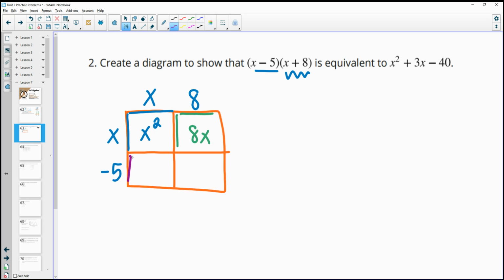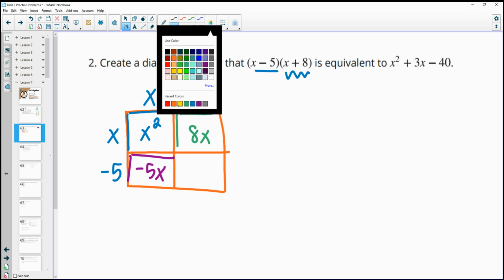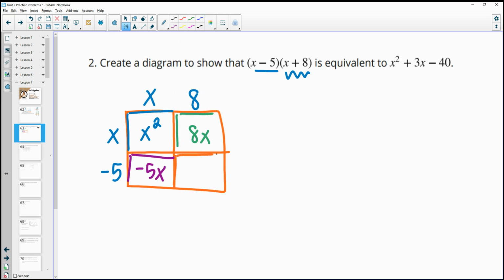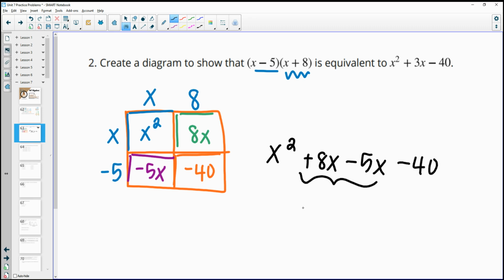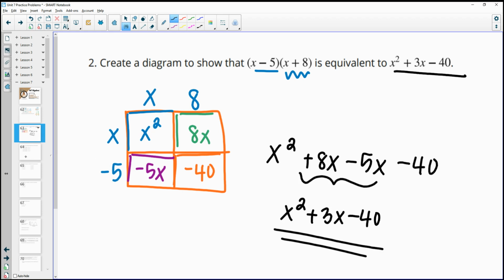For this box, we have negative 5 times the x, and so that's negative 5x. And then for this final box, we have negative 5 times 8, which is negative 40. And so when we take these terms out of here, we have the x squared, we have the 8x, which is positive, so I'll put a plus in front of it. We have the negative 5x, and we have the negative 40. And then we see that these two are like terms. So 8x minus 5x is a positive 3x. And then we see that this is exactly the same as that.